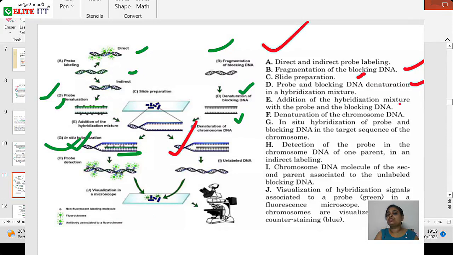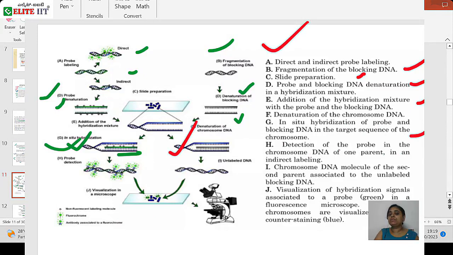Next step is the addition of the hybridization mixture with the probe and the blocking DNA. Together you have to add denatured blocking DNA plus denatured labeled probe. Now, denaturation of the chromosome DNA, or you can do the denaturation together after addition of these things. Now in situ hybridization of the probe and blocking DNA to the target sequence of the chromosome.